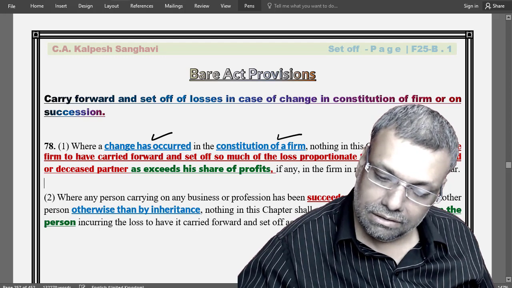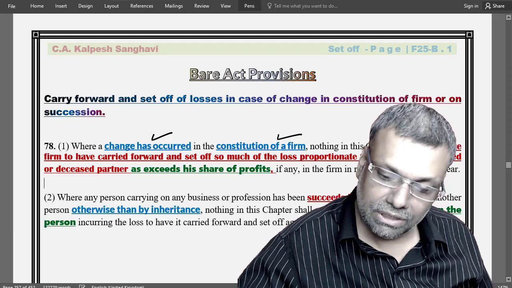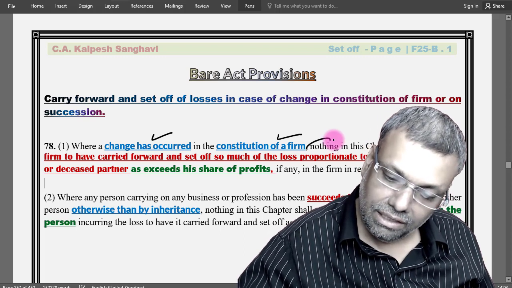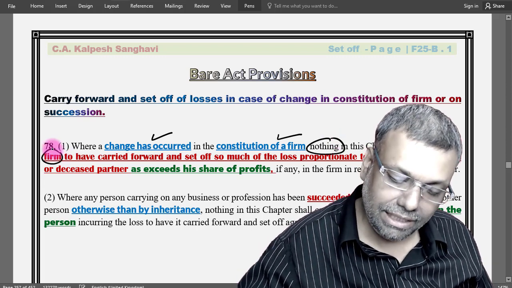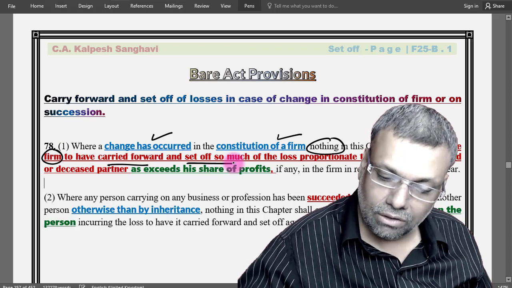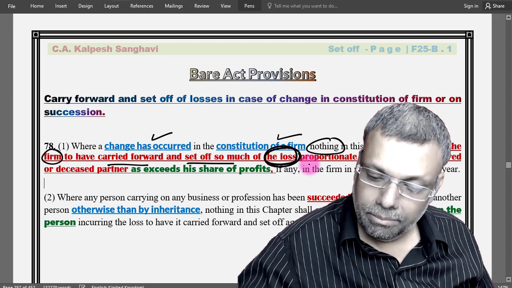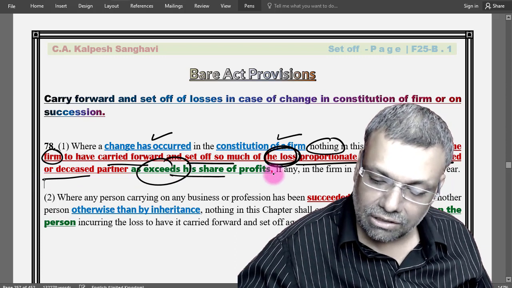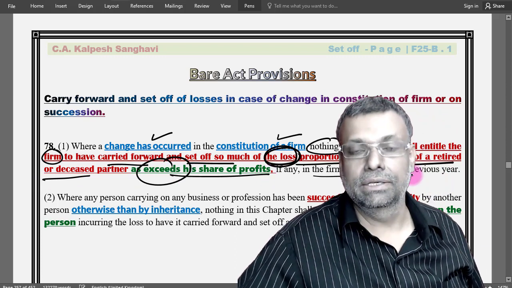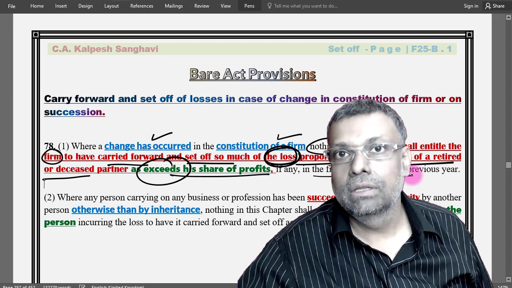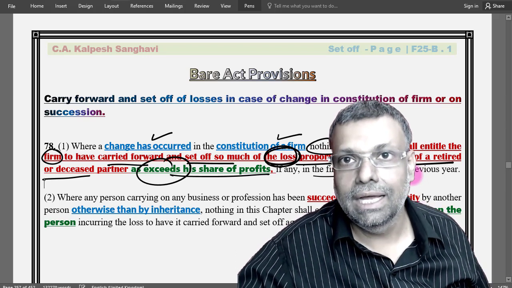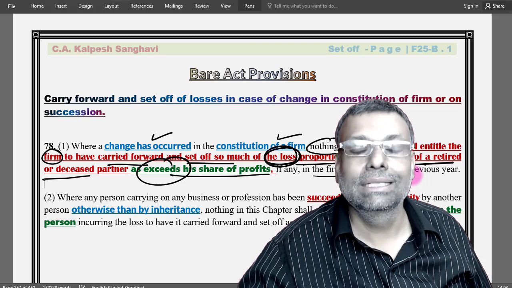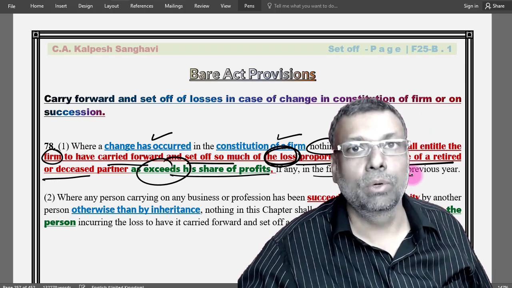I repeat, change has occurred in the constitution of the firm. Okay, and in this particular chapter, that means carry forward set off, nothing contained in this particular clause shall entitle the firm to carry forward and set off so much of the loss proportionate to the share of the retired or deceased partner as exceeds his share of profit in the current year. So the proportionate loss of the retired or deceased partner will not be allowed to be carried forward and set off as per this provision.